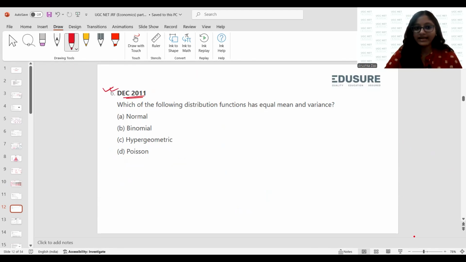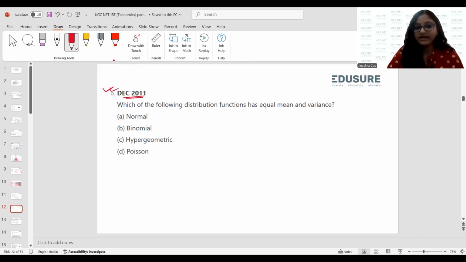This is December 2011. I am running a little fast because when you see this at your own pace, you can pause the video or you can increase the speed of this video. You can see this video in your own time, according to your own need. I am just going a little fast because I don't want to make it a longer video. So let's quickly see the next question.